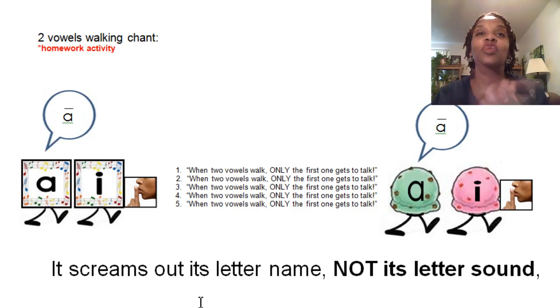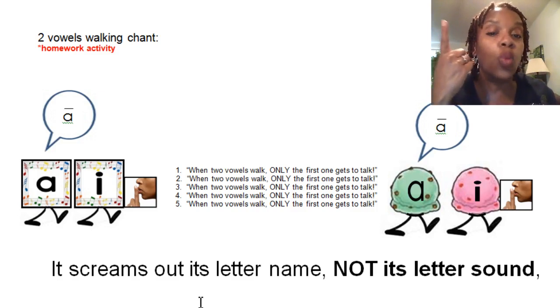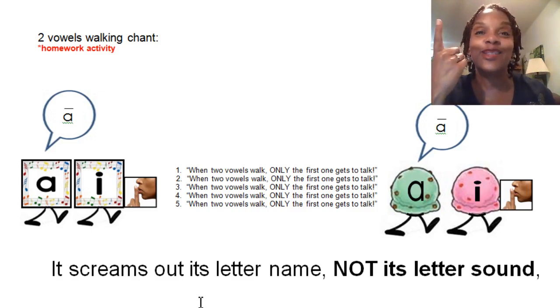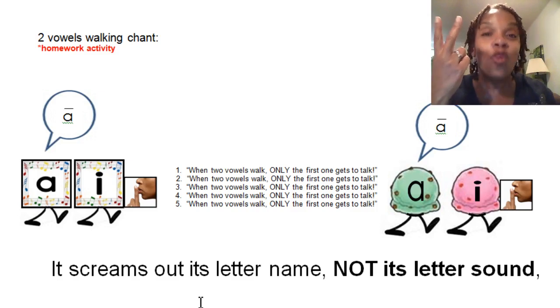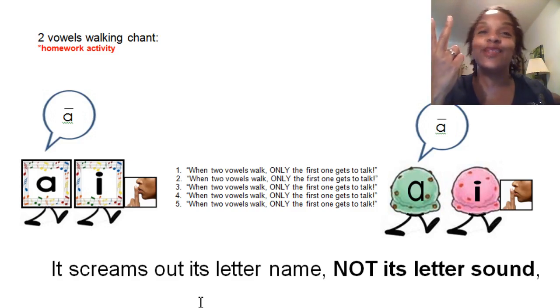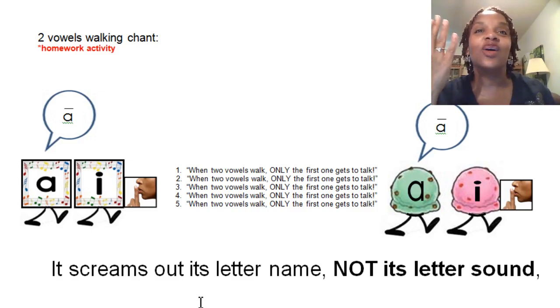1, 2, 3, go. When two vowels walk, only the first one gets to talk. When two vowels walk, only the first one gets to talk. When two vowels walk, only the first one gets to talk. Say it by yourself.